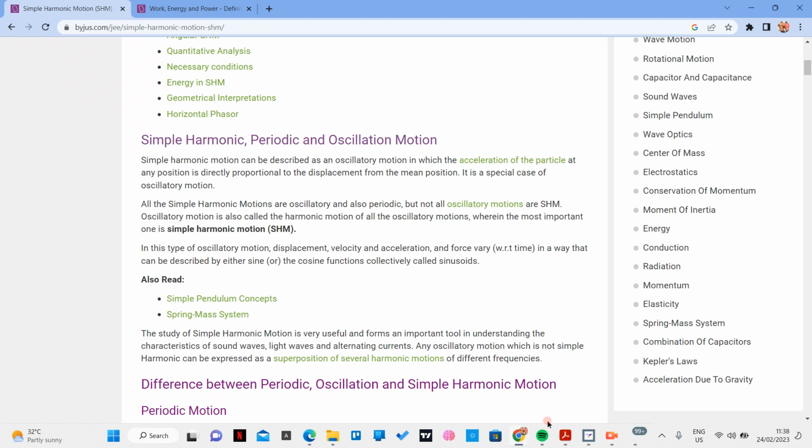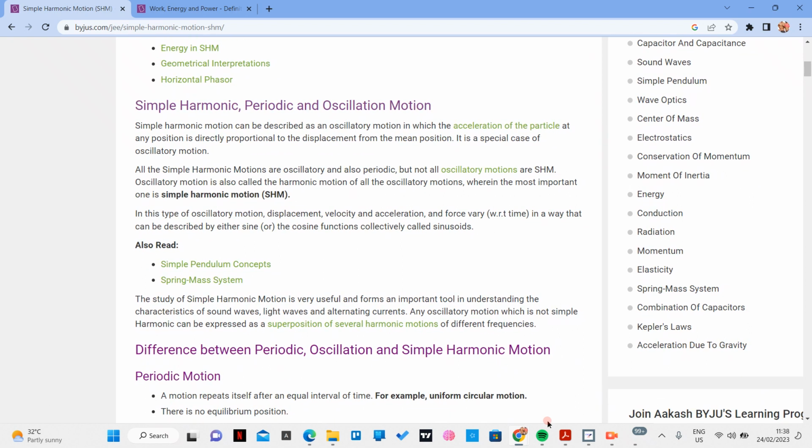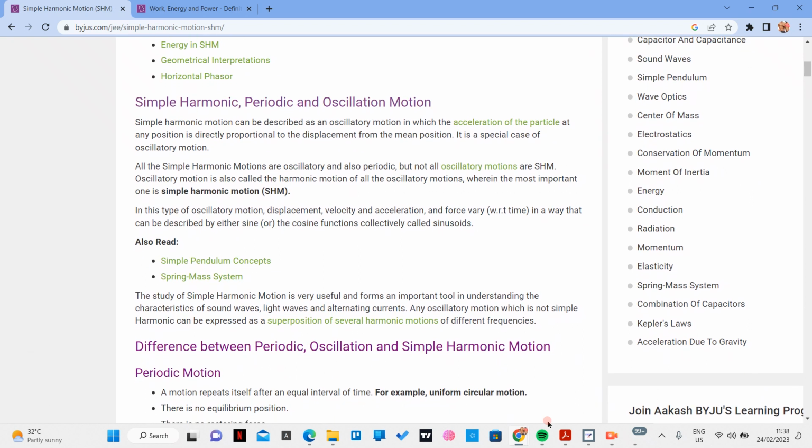Oscillatory motion is also called harmonic motion, of which the most important kind is simple harmonic motion. Now, there are some important terms we should take note of: the displacement, the velocity, and then the acceleration.